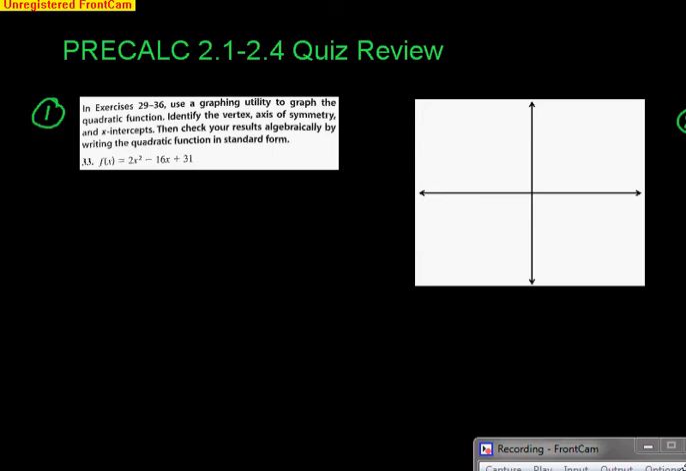Okay, so pre-calc, this is your 2-1 through 2-4 quiz review. I do have 7 problems that may be a little bit longer than the last one, but we'll try to get through them as quickly as we can so that you understand what to do. Okay, so this first one here, let me write the equation down.